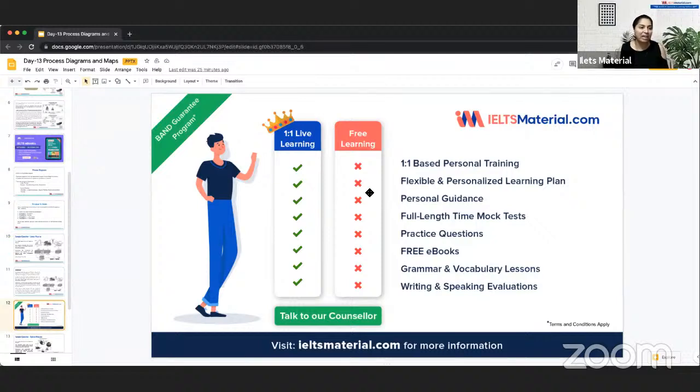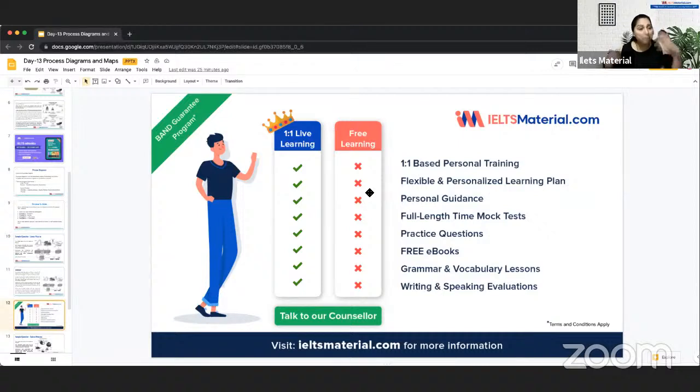I give very broad feedback to my students, that is, the ones who take up the mock test and get personal guidance from me. They get very detailed feedback. And this is what we trainers do at IELTSmaterial.com. We give very detailed feedback so that you will come to know where you're lagging behind, what the drawbacks are, and where you should improve. That also makes a difference.